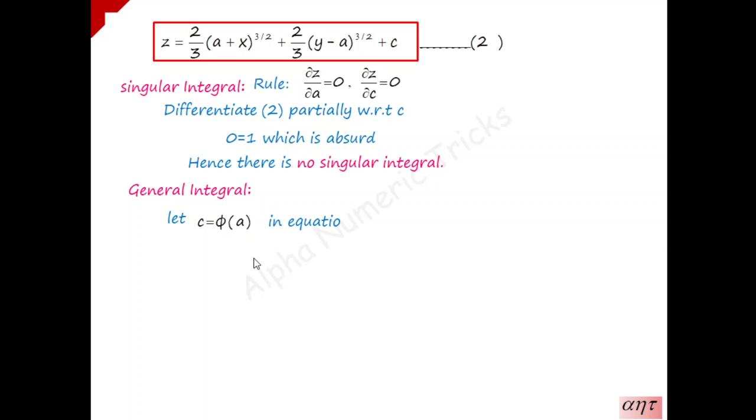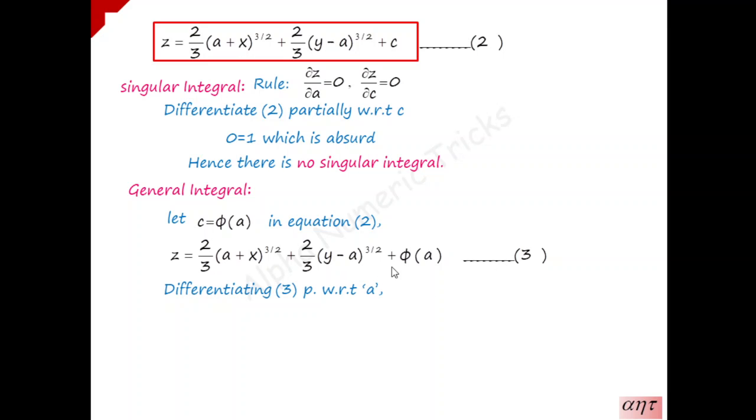This is substituted in equation 2, that is the complete integral. Then the two arbitrary constants in the complete integral are reduced to a single arbitrary constant because of this substitution. Here the rest of the things are as they are, only we have to go for c. Substituting c is equal to phi of a here, the rest of the things are as usual, like a complete integral, because there is no c there. Number the equation as 3.